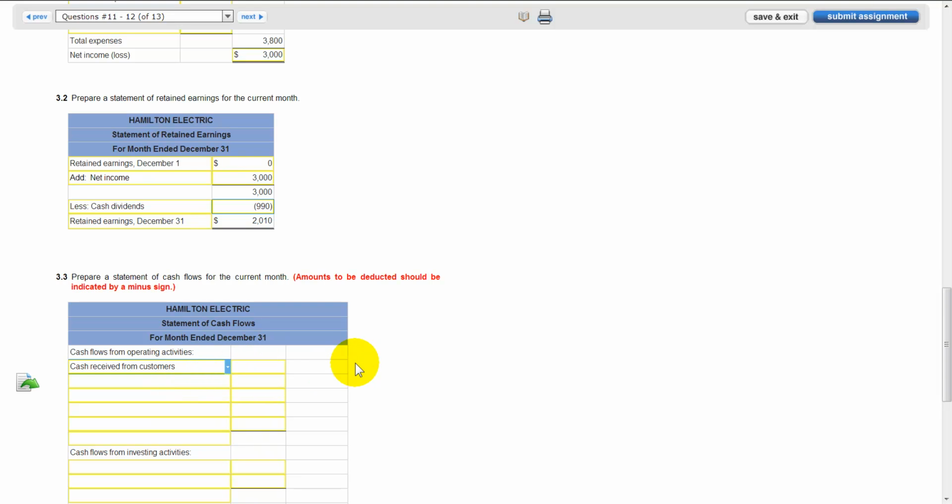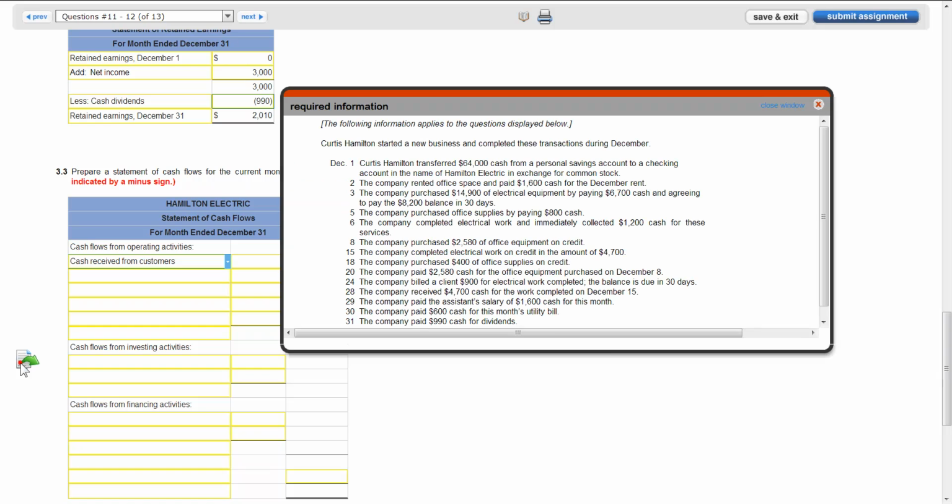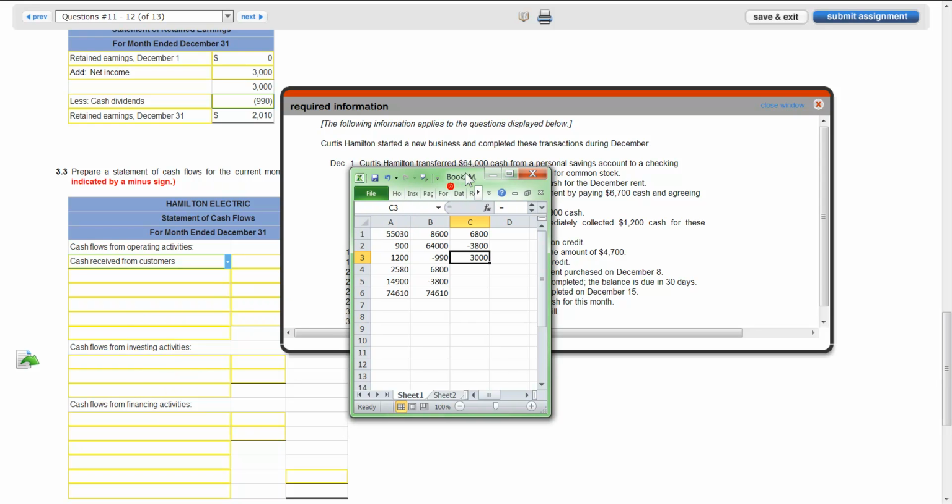So we have to go back and take a look at the transactions to make sure the amounts we had collected. So let me bring up the transactions again, and let me bring up my spreadsheet one more time, and we'll go through each one here. We'll go through each transaction and fill out the cash flow statement one by one for each transaction here.